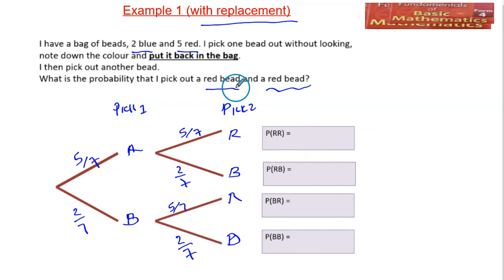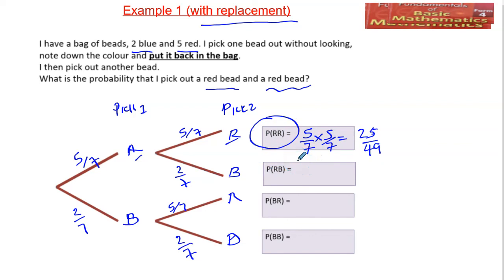And the question is asking you to find the probability of getting a red and a red bead, which is this one here, because red and the red. So what's the probability there? Well, it's 5 out of 7. And what do we do with probabilities? When we go across, we multiply. So 5 over 7 times 5 over 7, which is going to give you 25 over 49. 5 times 5 is 25, 7 times 7 is 49. So that's your answer for this question.